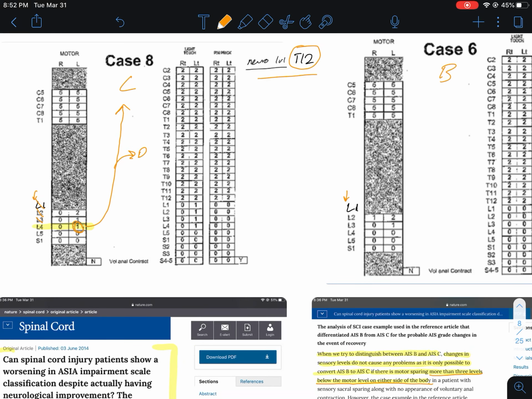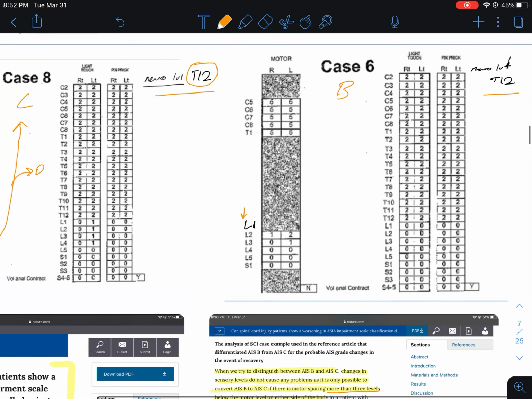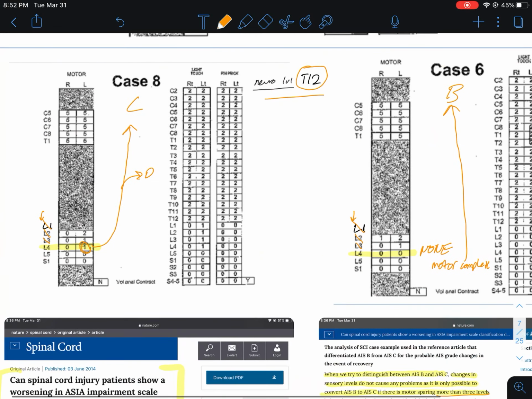Now let's do the same for case 6. Our neurological level is T12 again. Let's count off 1, 2, 3. Let's look at that 4th level. And I'm asking myself, is there any motor function? Because there is none, that means it's a motor complete, which means it is also ASIA B. And let's remember that C and D are motor incomplete.